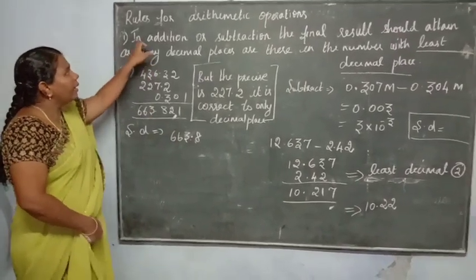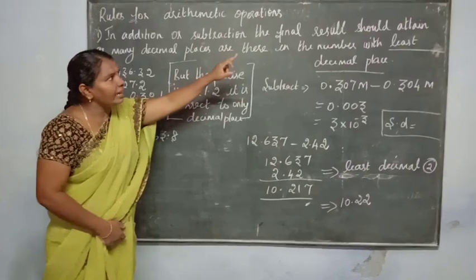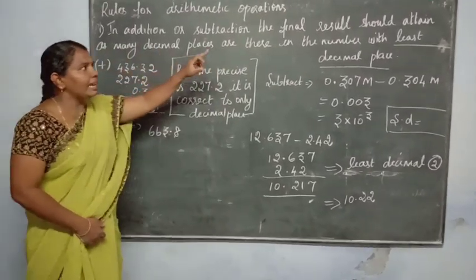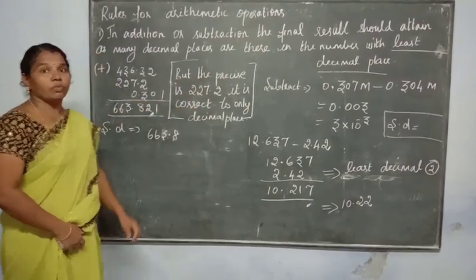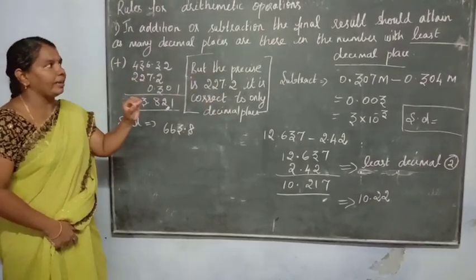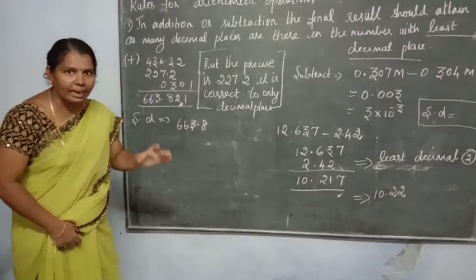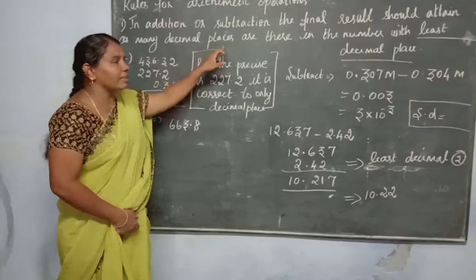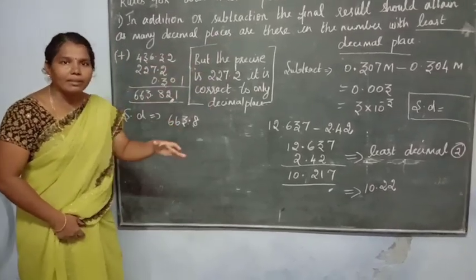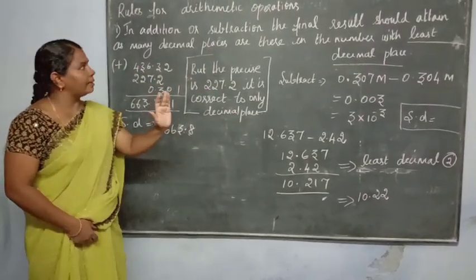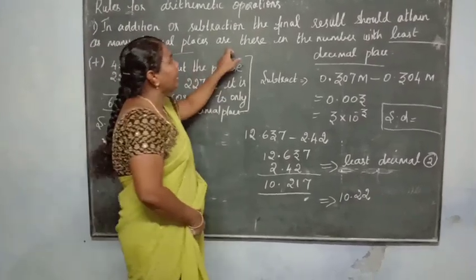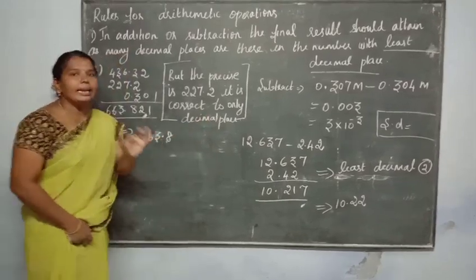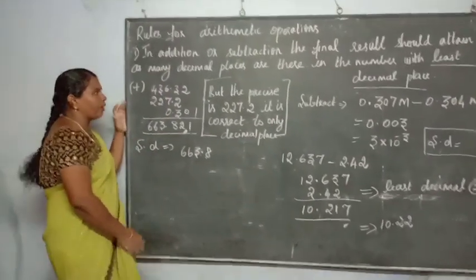In addition or subtraction, the final result should retain as many decimal places as there are in the number with the least decimal places. After adding or subtracting you get many decimal places, but you have to retain only as many as in the number with the least decimal places. Underline the point: least decimal places. Now I am giving one example.